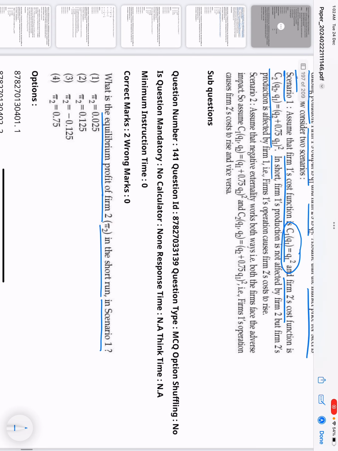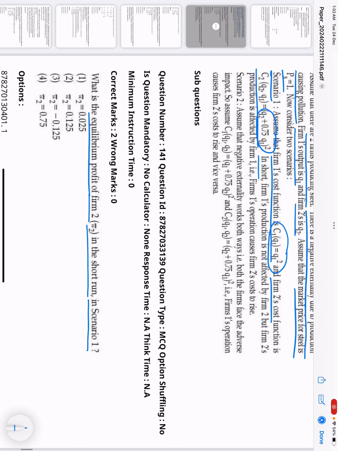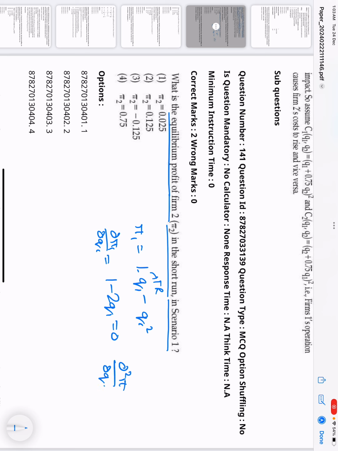Now let's check what output level would be produced by firm 1. So firm 1 profit pi 1 would be P into Q1 minus Q1 square, that is 1 into Q1 minus Q1 square. So this is total revenue, this is total cost. So del pi 1 by del Q1 would give us 1 minus 2 Q1 equals 0. Del 2 pi by del Q1 square is coming out to be minus 2, which is less than 0. So 2 Q1 equals 1, Q1 equals 0.5.